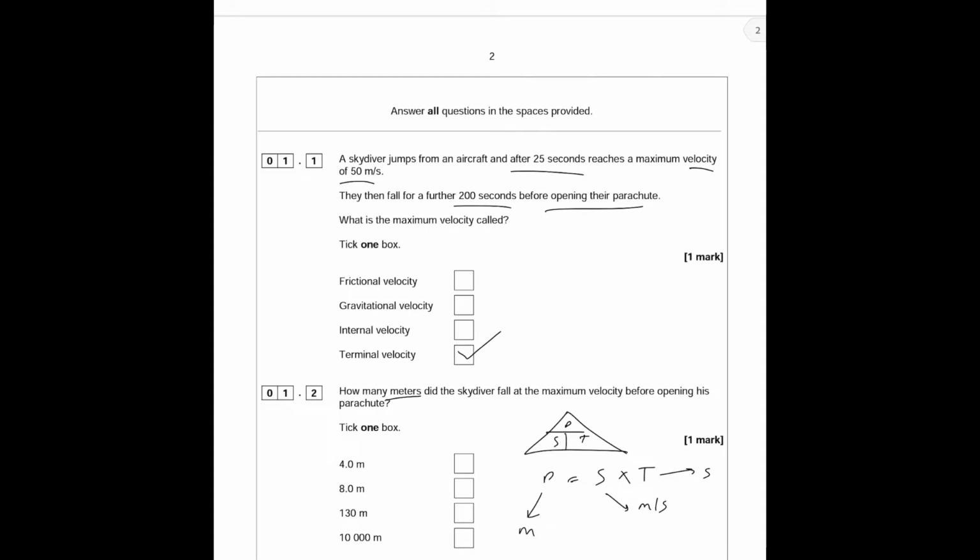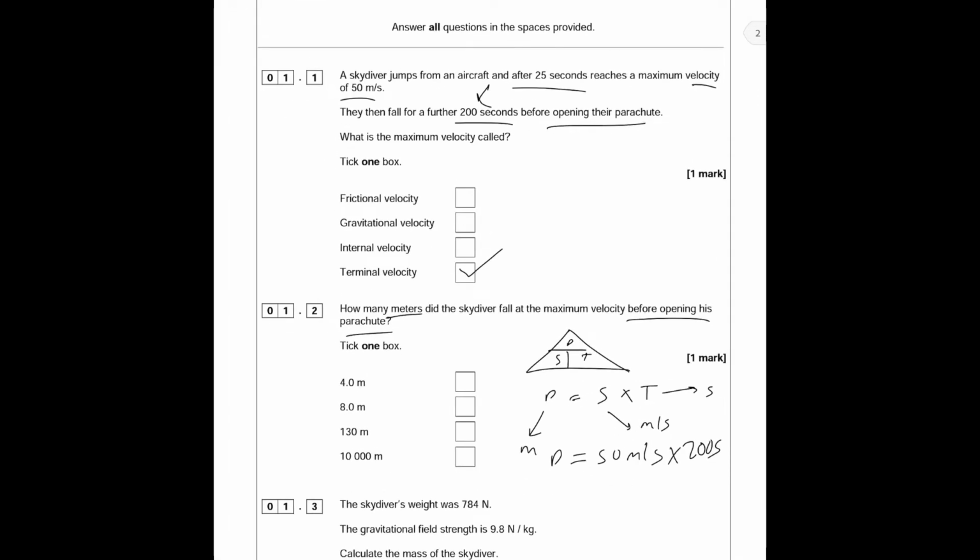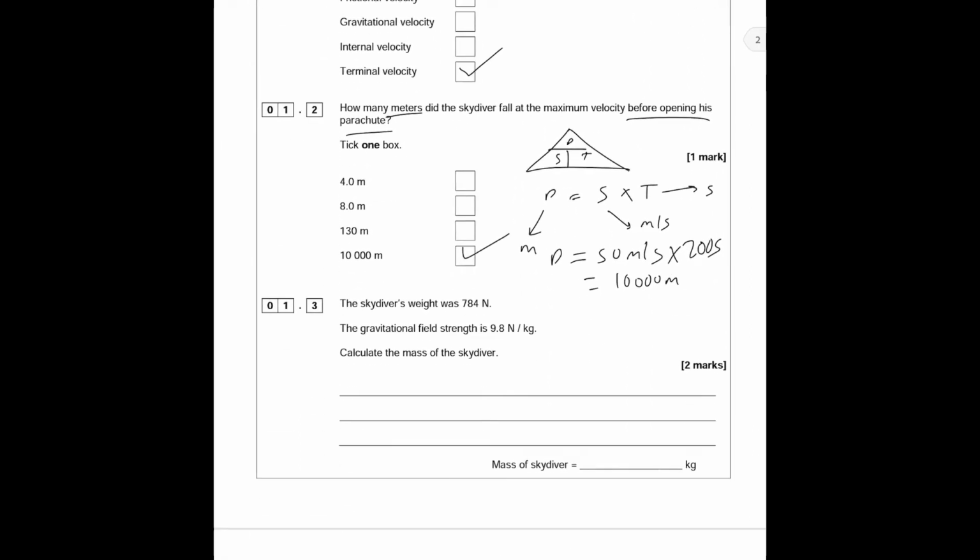What's the speed given to us? It is given as 50 meters per second from the question above. Now the time. Remember, we have to consider the time before opening his parachute, which is given as 200 seconds, so we do not consider the time after. That's a crucial point there for 1 mark. All you need to do is 50 times 200, which gives you 10,000 meters. And you just put a tick there.